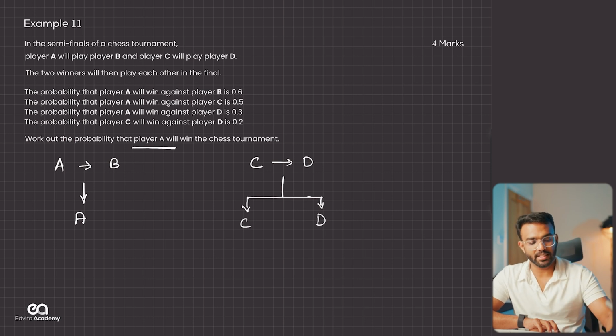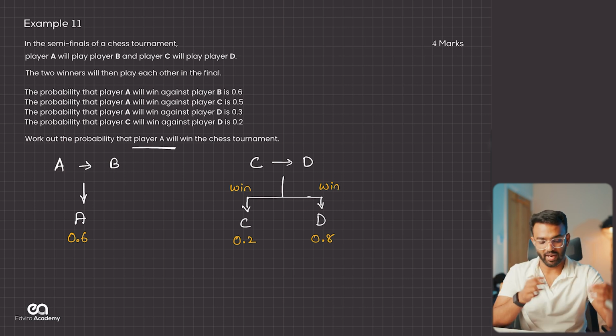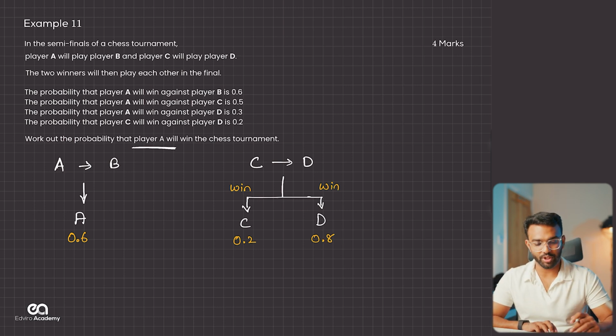What is the probability of A winning against B, which is 0.6? So this is for win and this is for win, all right? What is the probability of C winning against D? C winning is 0.2 and D winning will be 0.8 in that case. Right, so we have 2 situations here.